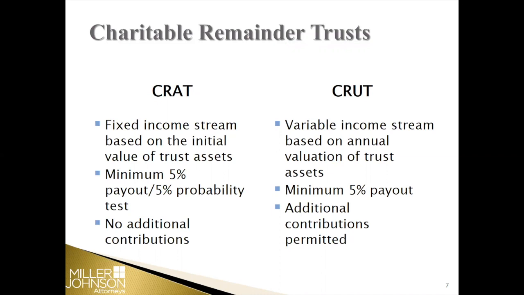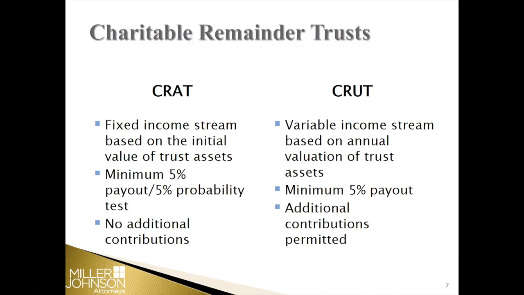Now, the CRUT is a little bit different, and it is a variable income stream. So with the CRUT, there is an annual valuation of the trust assets. And each year with that valuation, you receive a percentage of those trust assets. Again, the minimum is 5%.